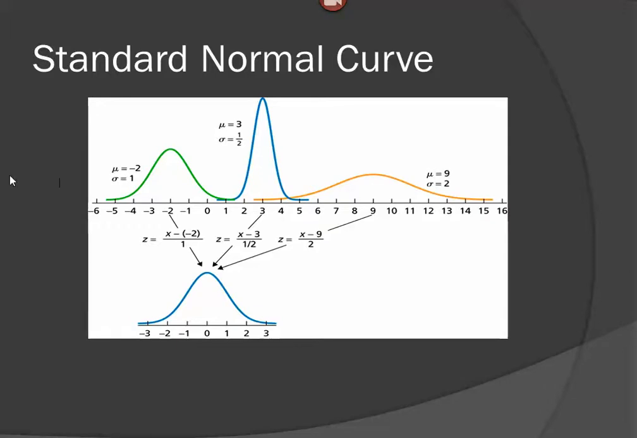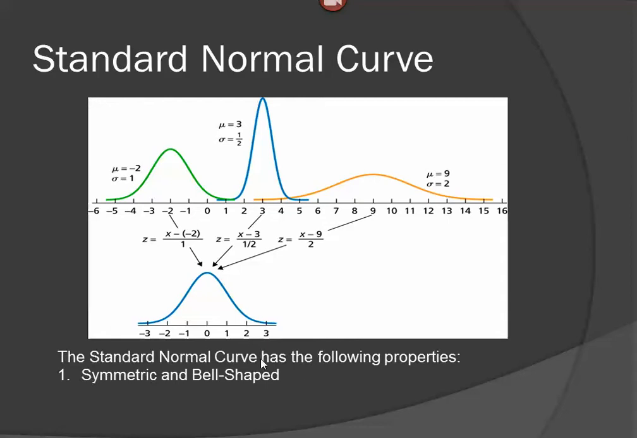So to make it a little easier and to translate this, we create what's called a standard normal curve. And the standard normal curve never changes. It always has the same parameters all the time. The standard normal curve is always symmetric and bell-shaped like all the other curves. The mean is 0 for the standard normal curve, and the standard deviation for simplicity is always 1 and -1.